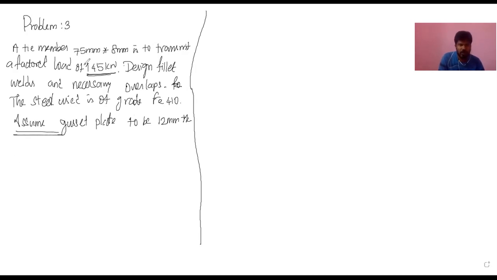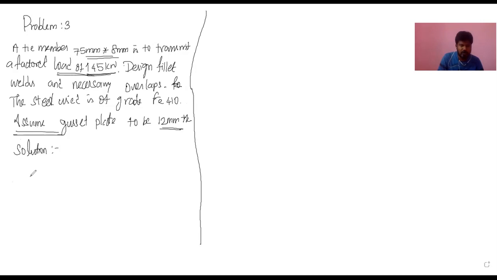Now a tie member has a plate of size 75 mm by 8 mm and a gusset plate 12 mm thick they have used, and the factored design load they have given as 145 kilonewton. What they are asking is to design the fillet welded connections. Okay, now let us move on to the solution.